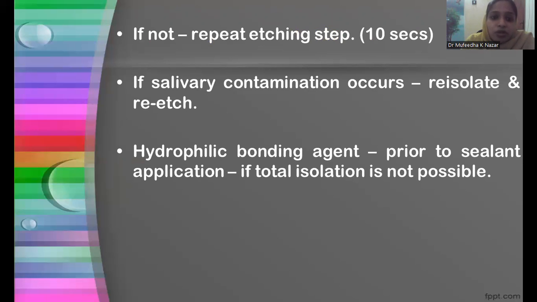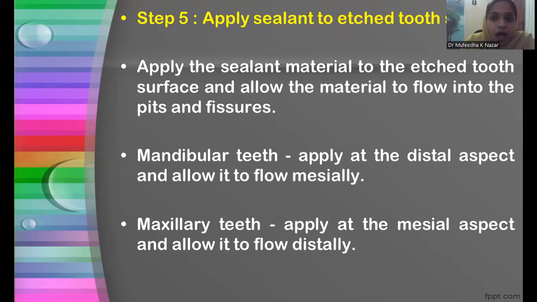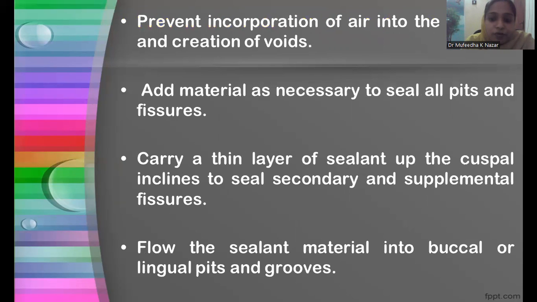It is recommended to use a hydrophilic bonding agent prior to the sealant application if total isolation is not possible. After etching and drying the surface, apply the sealant to the etched tooth surface. For the mandibular teeth, apply at the distal aspect and allow it to flow mesially. For the maxillary tooth, apply at the mesial aspect and allow it to flow distally.